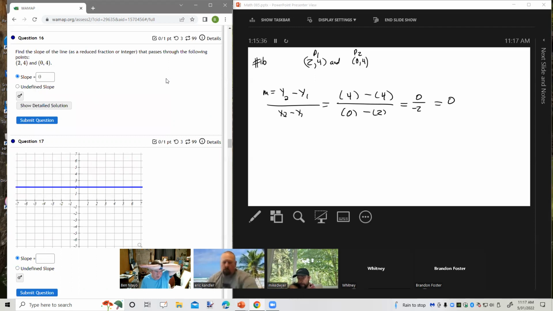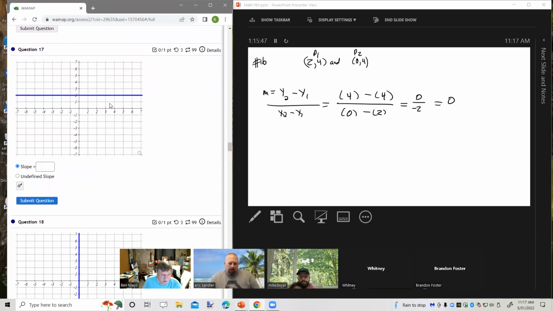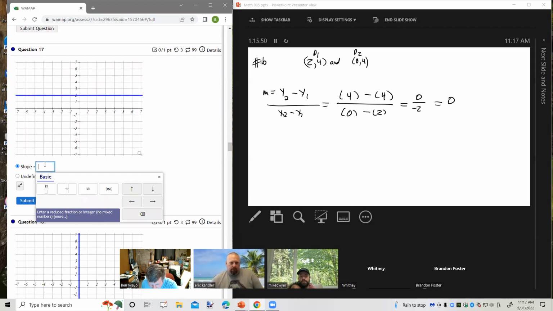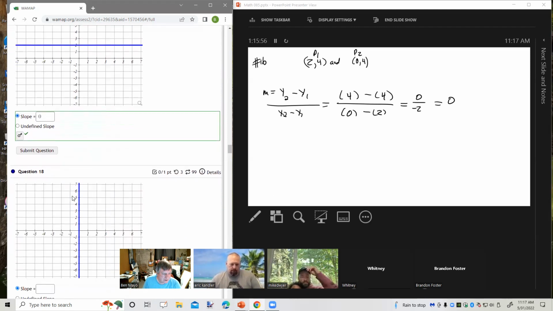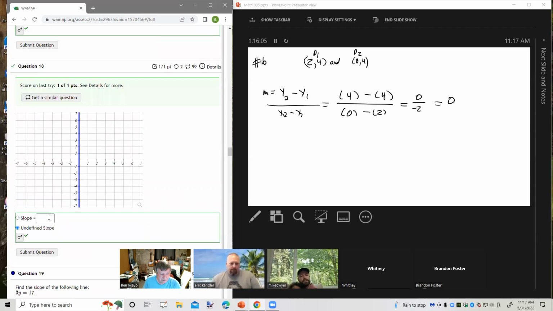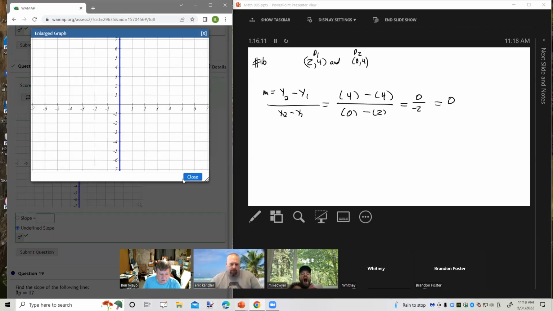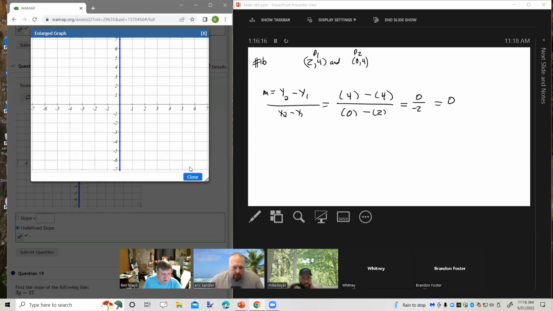So the slope is 0. The slope is 0 of a horizontal line, isn't it? So, yeah. Okay. What's the slope of this horizontal line? 0. What's the slope of this vertical line? Undefined. Okay, and don't forget, if you need to, you can click in on the magnifying glass. Couldn't think of the word to make it larger if that helps.